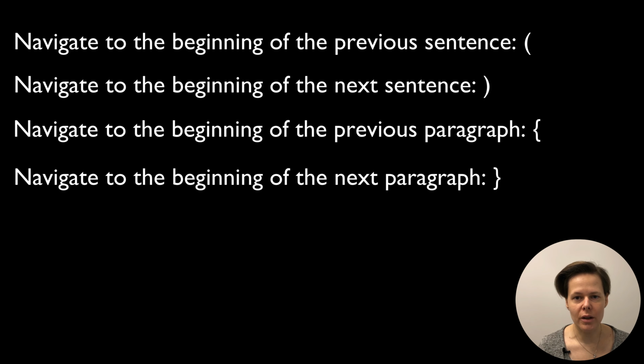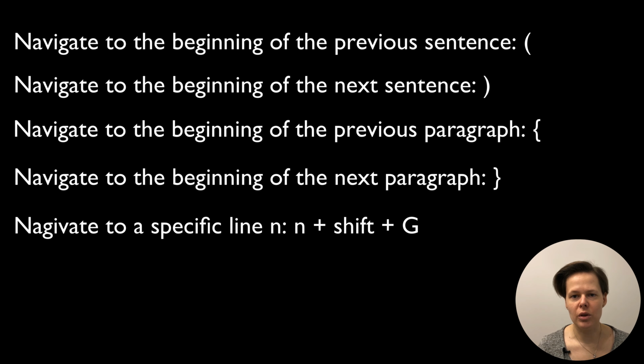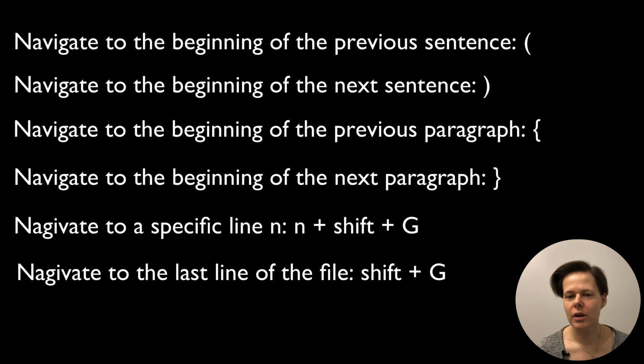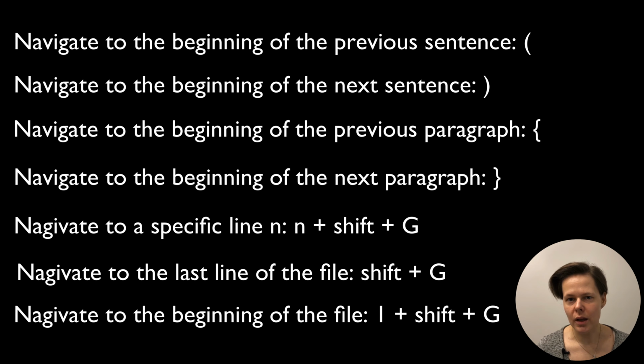We got to know the goto command, which can be used to navigate to a specific line by typing the desired line number followed by Shift G. We can use the goto command to navigate to the last line of the current file by pressing Shift G, as well as to navigate to the beginning of the file by pressing 1 followed by Shift G.